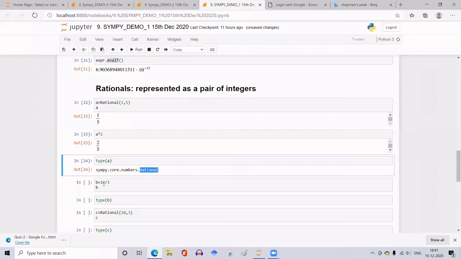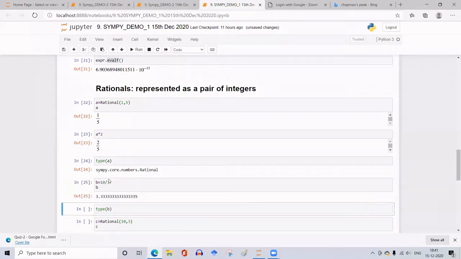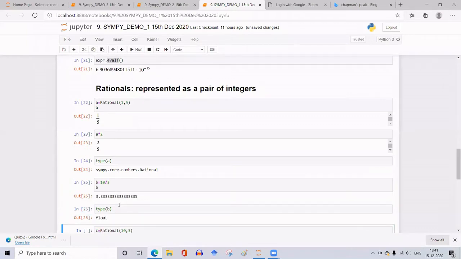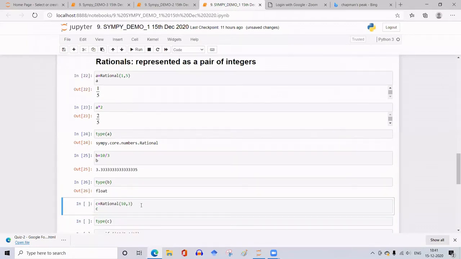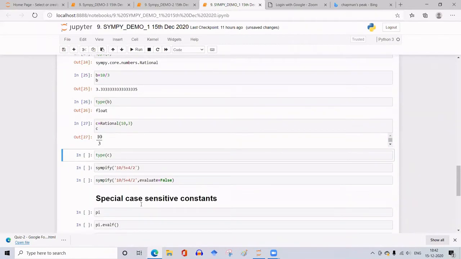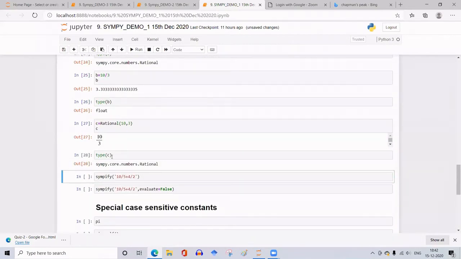So if you simply divide, you will get the floating point number. So here b is equal to 10 by 3. If I execute this, it is 3.333, and if I find out the type, I must get a float. Okay. So instead, if I want to get the exact value, just use the Rational. That will give you 10 divided by 3, and the type of this is rational. Okay.